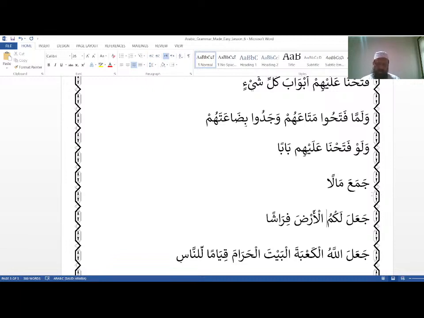Ja'ala, Allah made. Now we see 1, 2, 3, 4 isms in halatul nasb: Al-Ka'bata, then Al-Bayta, then Al-Harama, then Qiyaman. All these isms we see in halatul nasb. So can all these be maf'ul?